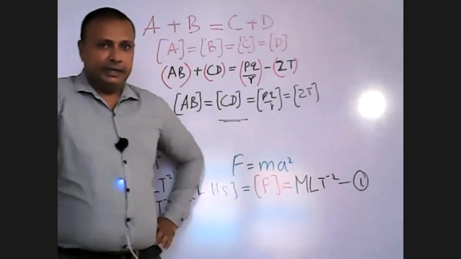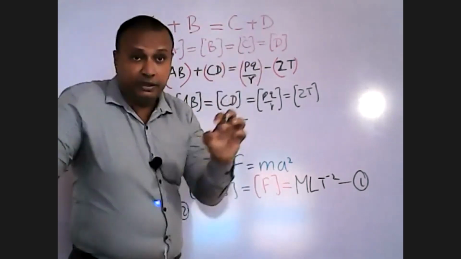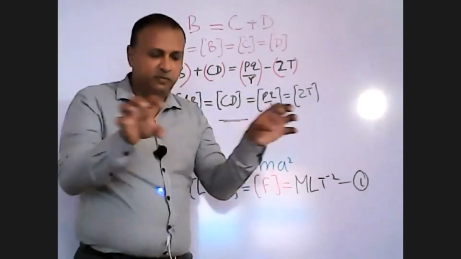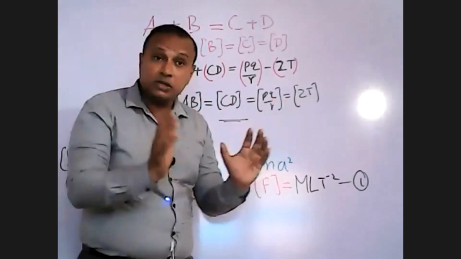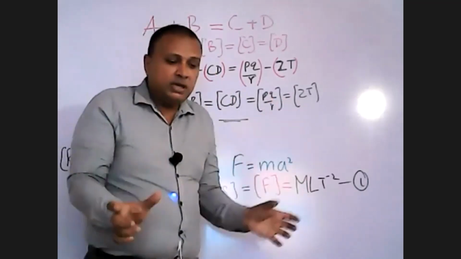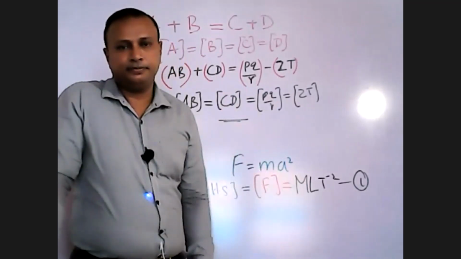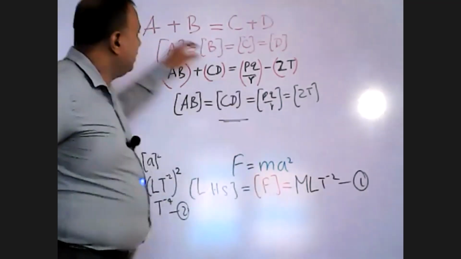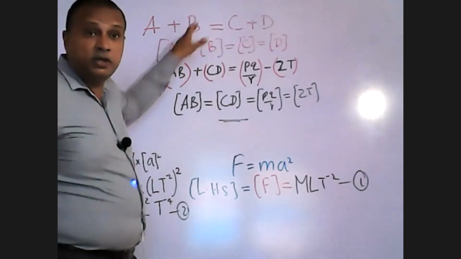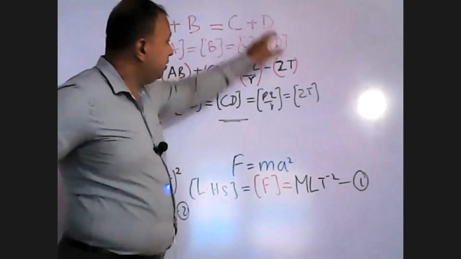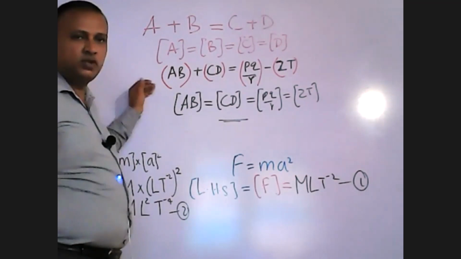According to that theory, if there are physical quantities combined with plus or minus signs, the dimension of those physical quantities should be the same. According to that, A plus B equals C plus D. So the dimension of A should be equal to the dimension of B, which is equal to the dimension of C and the dimension of D.